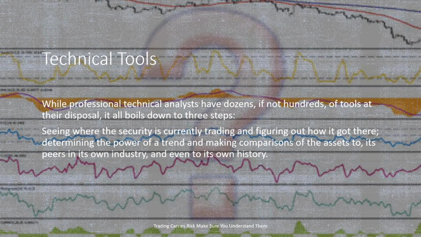As you just saw, it's fairly easy to add the indicators and the technical analysis directly onto the Trader Pro platform. So remember, while professional technical analysts have dozens, if not hundreds, of tools at their disposal, it all boils down to 3 steps: seeing where a security is currently trading, figuring out how it got there, and determining the power of the trend and making comparisons of the asset to its peers in the industry, or even to its own history.